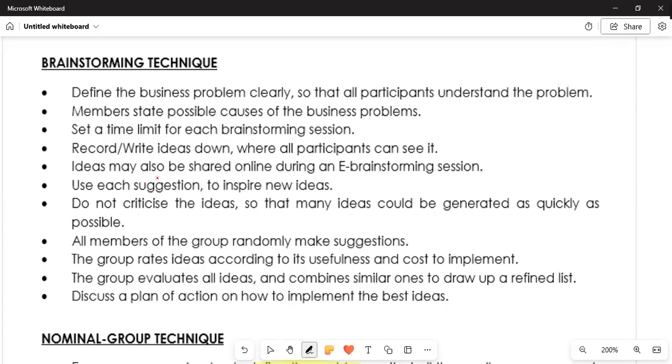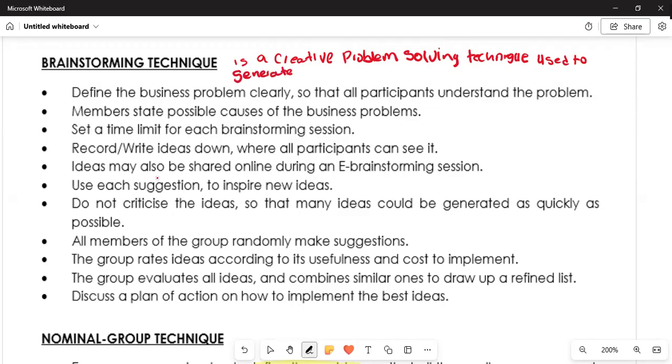It is a creative problem solving technique used to generate a large number of ideas.